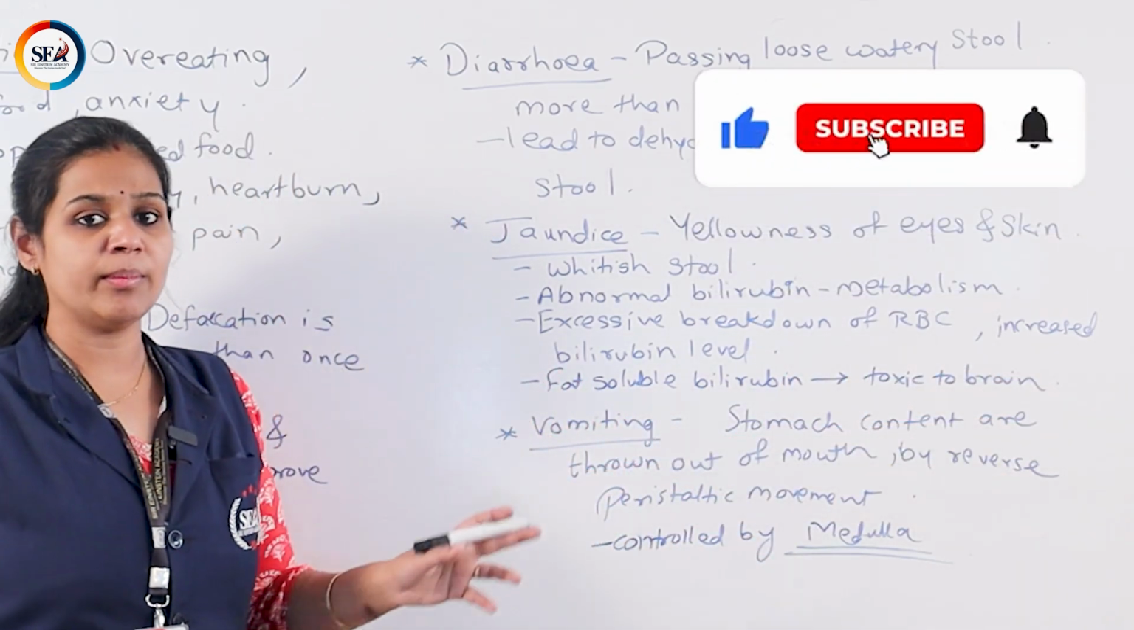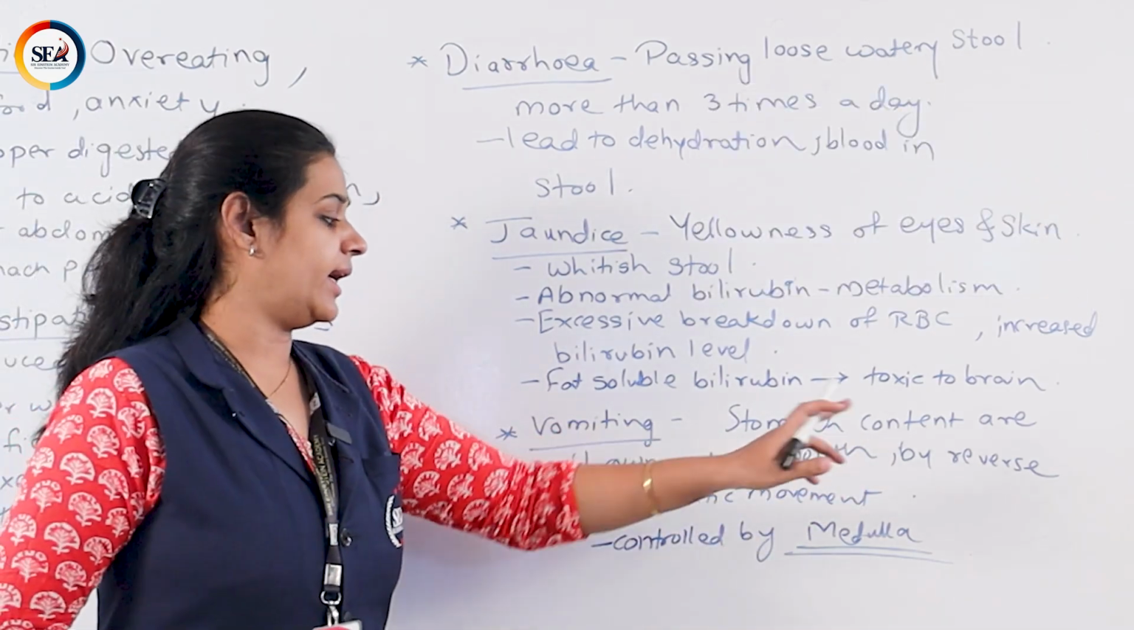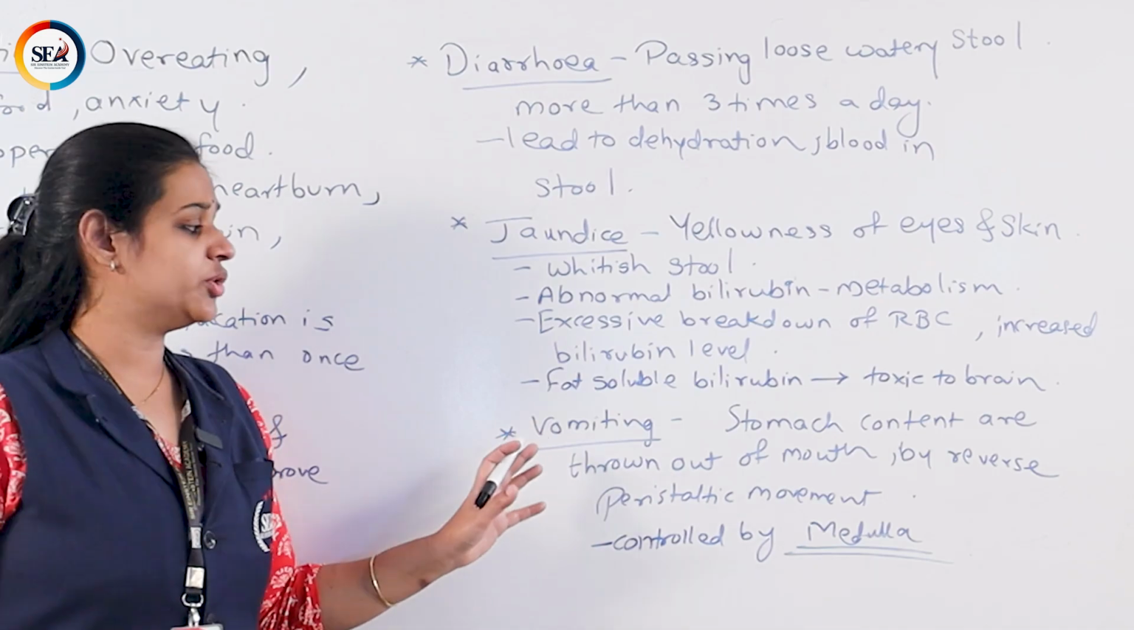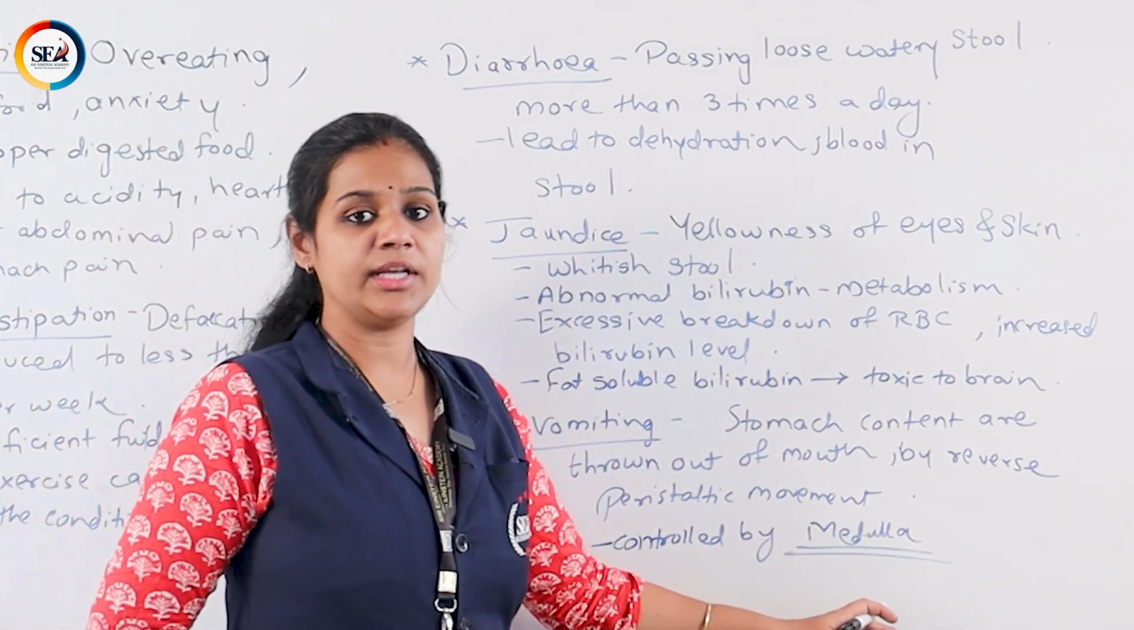Lastly, vomiting. Vomiting is the reverse peristaltic movement, that is, stomach contents are thrown out of the mouth. It is usually coupled with nausea. Lastly, it is controlled by the medulla region of the brain.